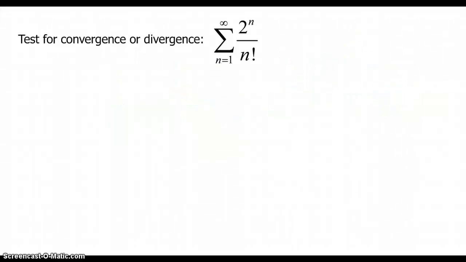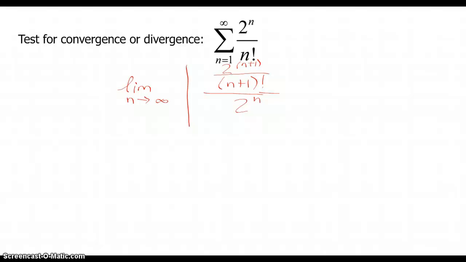So let's do that. The limit as n approaches infinity. I just use one big absolute value mark. I don't use absolute values on the numerator and absolute values on the denominator. I just use one, and then I write my ratio. So my n plus first term over my nth term.